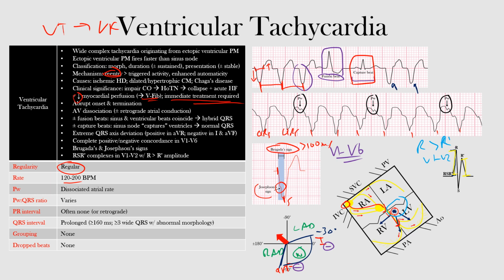Now the QRS interval is prolonged, and one other clue that we haven't mentioned is that a prolonged QRS interval is greater than 110 milliseconds, okay? Now if it's greater than or equal to 160 milliseconds, which is 4 small boxes, this is an even greater clue that we have ventricular tachycardia present, okay? So you have these prolonged QRS complexes with a bizarre abnormal morphology, and you want at least 3 of them present, okay? There's no grouping and no dropped beats.